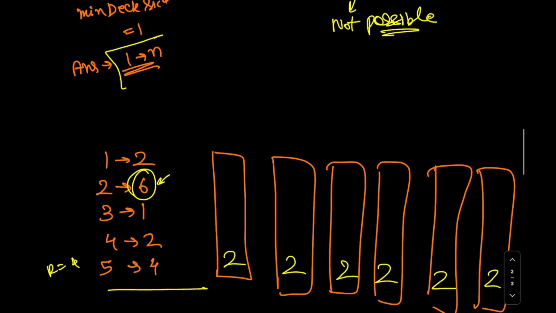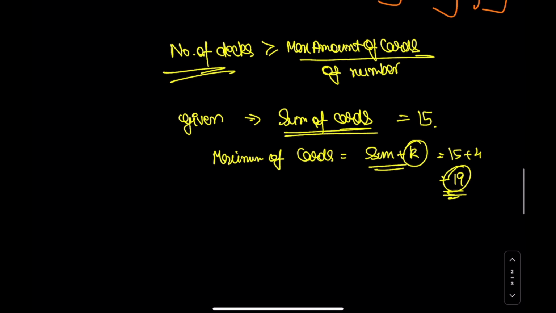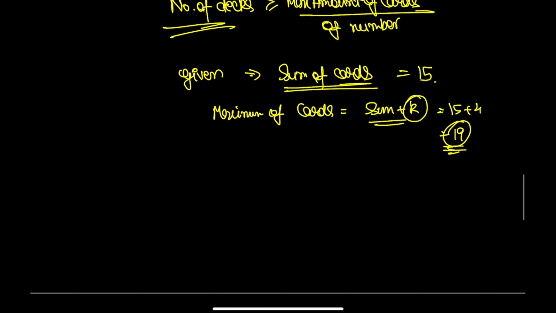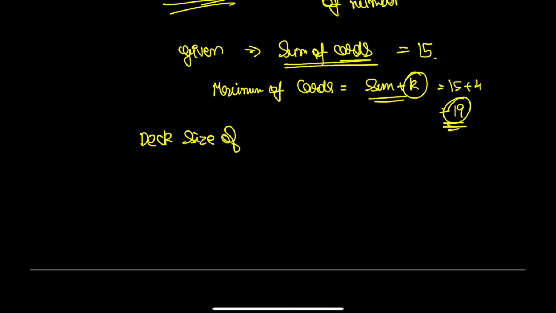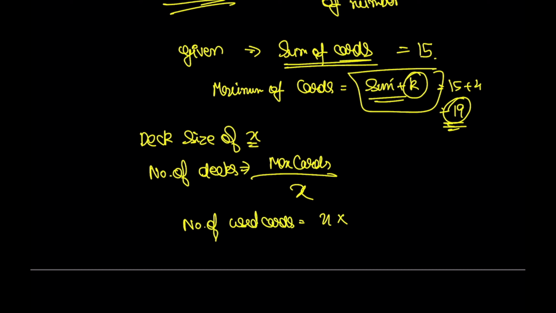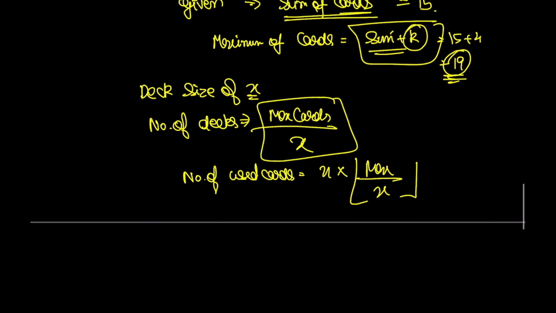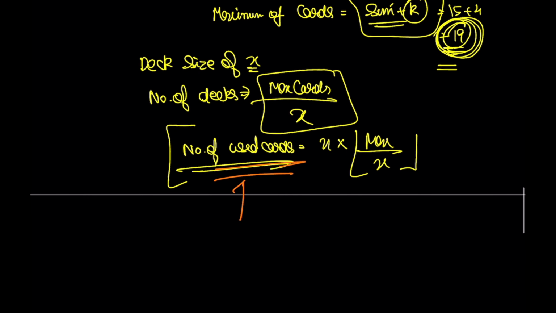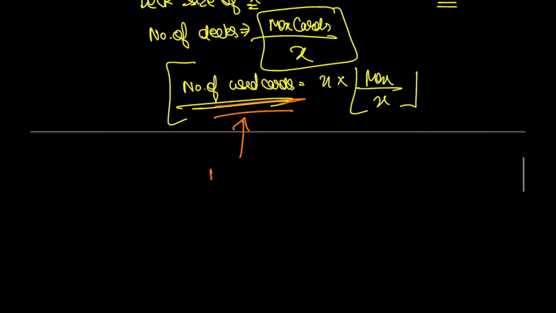Now we can just iterate over the deck size. This is the maximum number of cards, and this is the number of decks. Let's suppose we have a deck size of x. What is the number of decks? That would be the maximum cards divided by x, and the number of used cards would be x times floor of max cards divided by x. This is the lower bound since it is an integer. So this number should be greater than or equal to the number of cards we initially have.